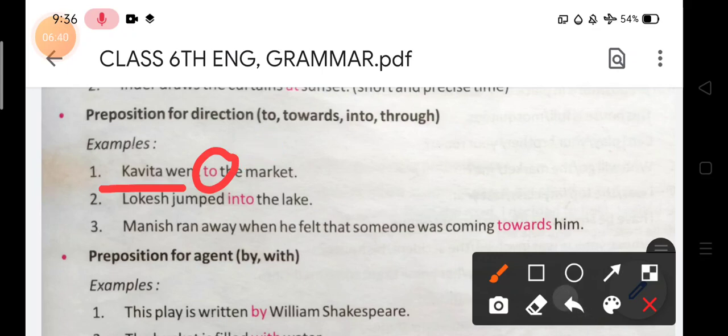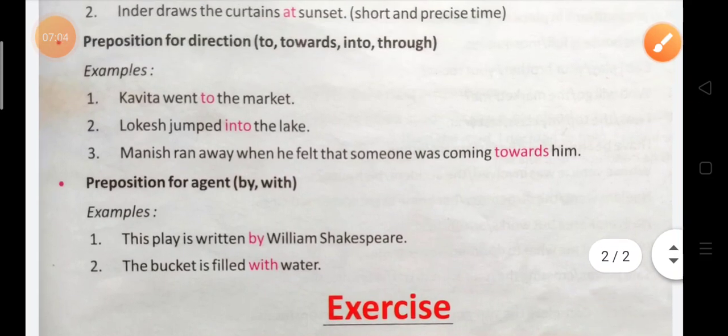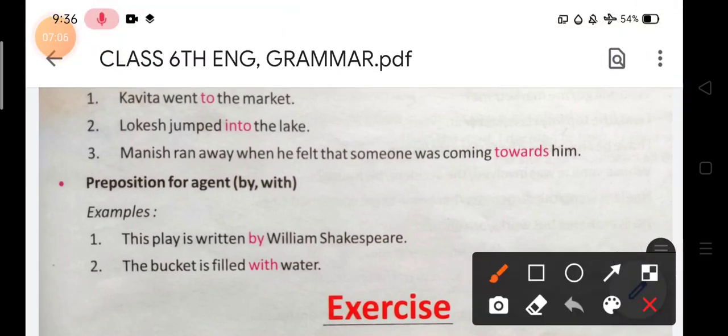Where? Into the lake. And next, Manish ran away when he felt that someone was coming towards him. वह भागा. He went away. दूर भागा. Why did he just run away? Because he had seen somebody who was coming towards him. जो उसकी तरफ आ रहा था. So this was the direction. उसकी तरफ. This is the direction. After that, you have seen the preposition for direction. So this was the last preposition.